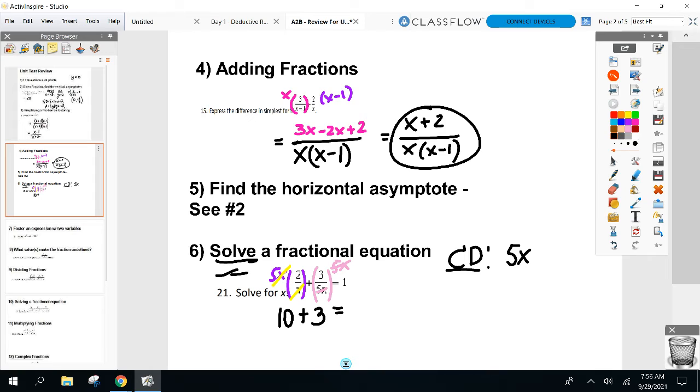Yeah, hey, that's a fraction too. It has to still get multiplied by what? 5x. Yes. You guys just think because it doesn't have a denominator, we're good. No. We got to multiply by 5x. Can I cross anything out? No. So what am I left with on the right side? 5x.